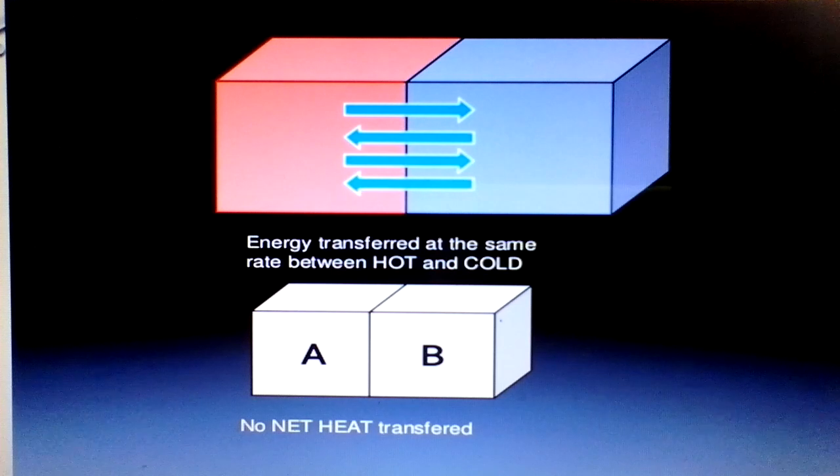Finally, the energy transferred between the two objects becomes equal. You can see the size of the arrows now becomes the same. So energy is transferred at the same rate between hot and cold. Okay, so we can say there's no net heat transfer between the two objects. It becomes equal already. From A to B equals B to A. So the rate of heat transferred becomes equal. So we can say there is no net rate of heat transfer between the two objects.